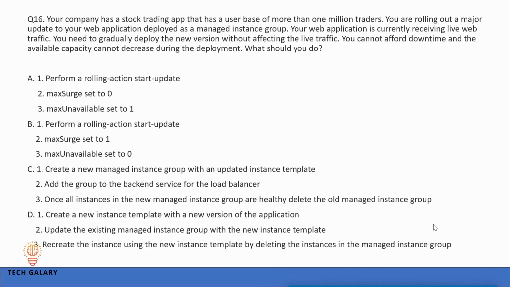What should you do? Option A, perform a rolling action start update, max surge set to 20, max unavailable set to 1.